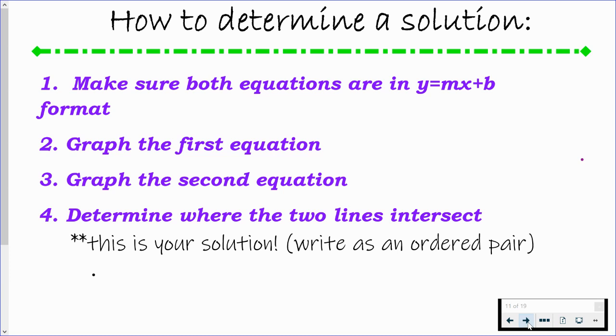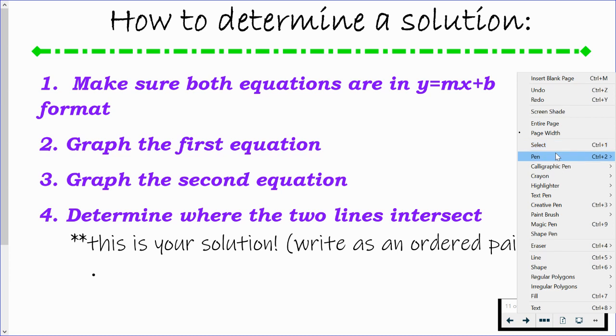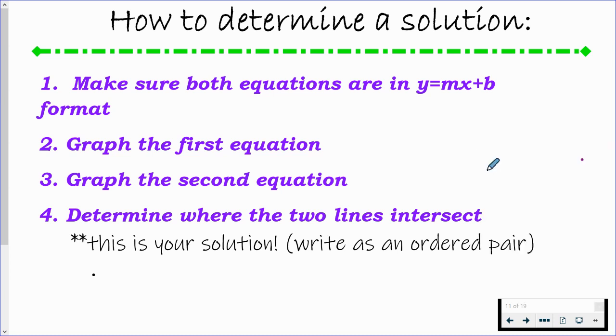First, you want to make sure both equations are in y equals mx plus b format. I'm going to focus a lot on that one today, because we are going to see different types of equations. Once they are in slope-intercept form, then we're going to graph the 2 equations on the coordinate plane. And then finally, we determine where the 2 lines intersect, because that tells us where our solution is. If they intersect at one point, then your solution is one solution, and you identify it using an ordered pair.